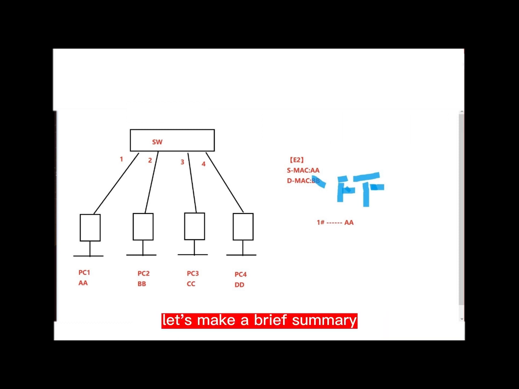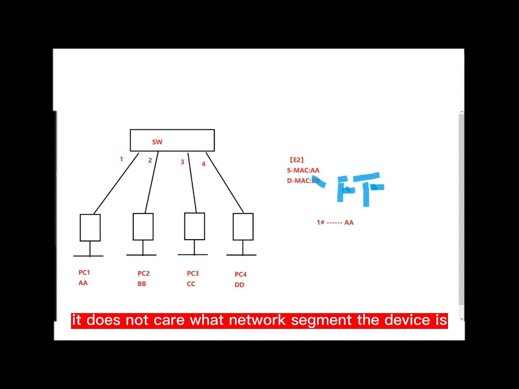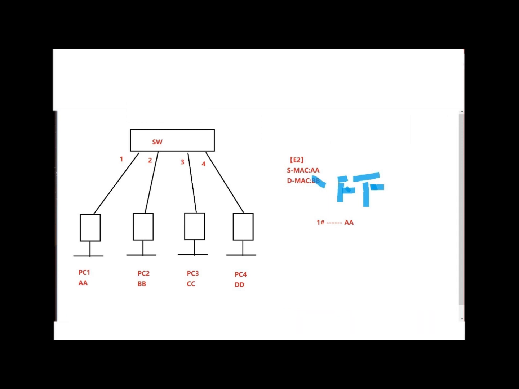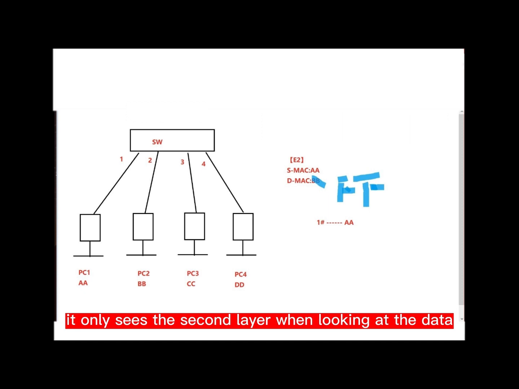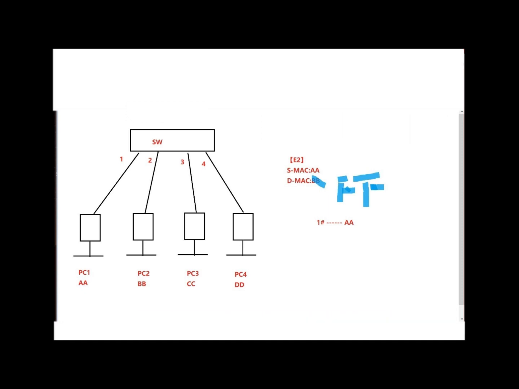Let's make a brief summary. A switch doesn't actually care about the IP address of the device, and it does not care what network segment the device is in. It only looks at the second layer of the data. Switches work at the data link layer, that is, the second layer.